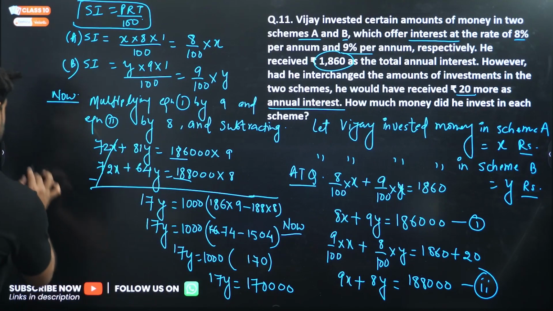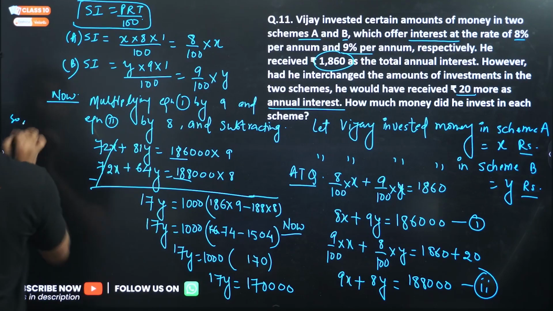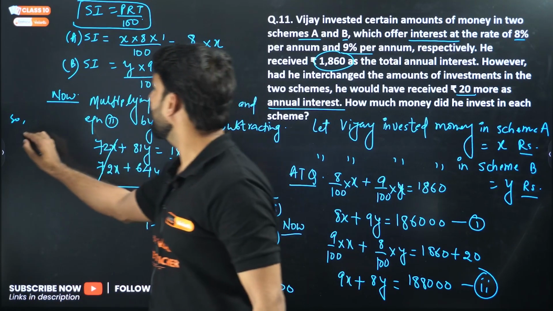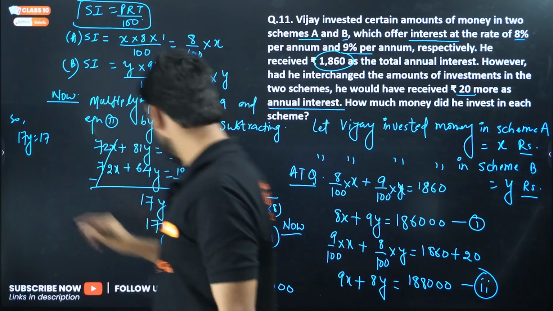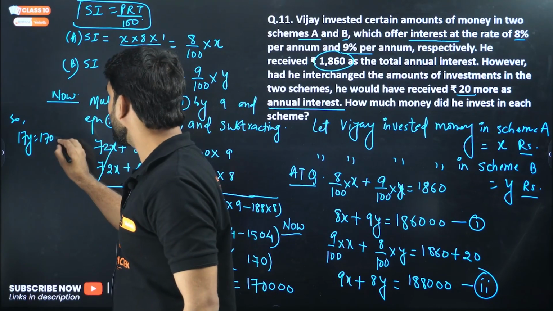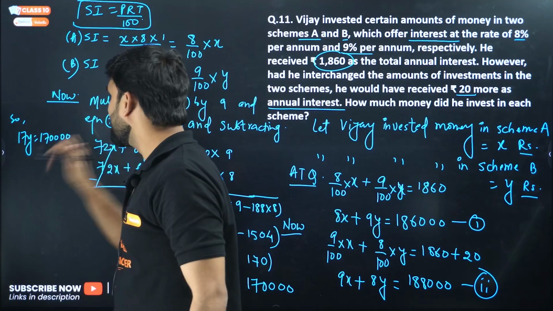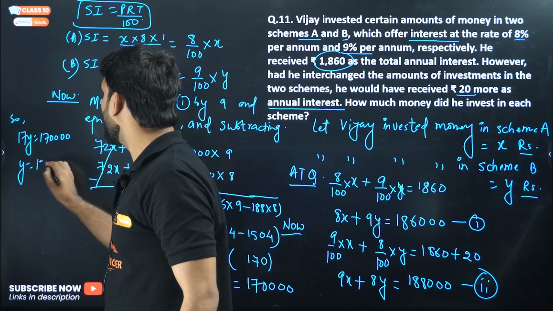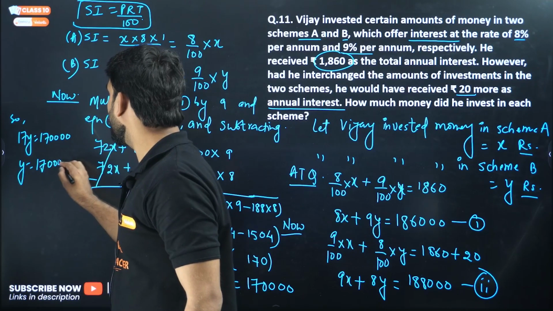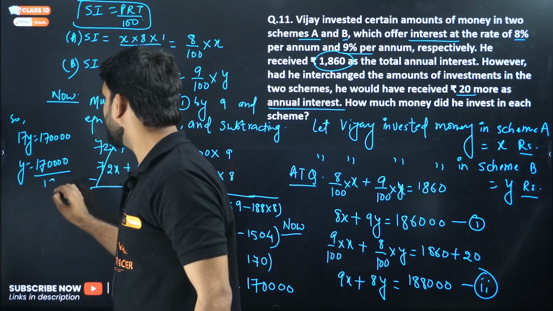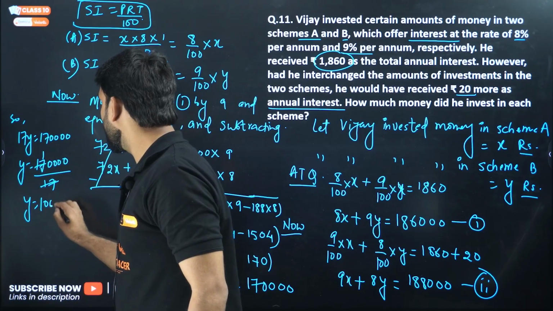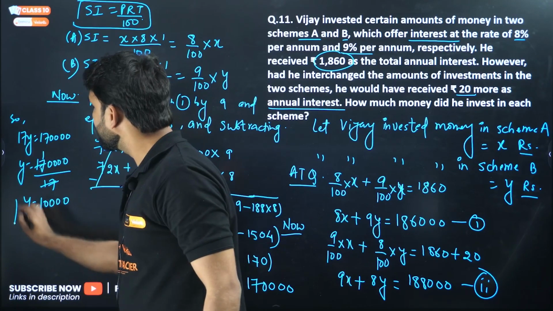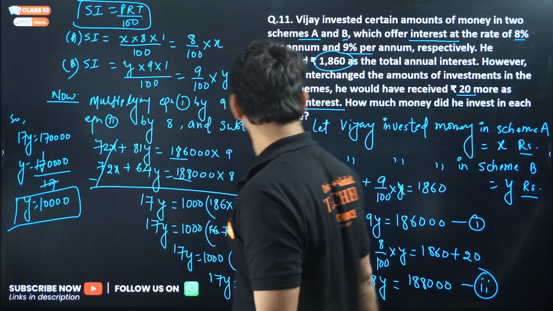So y is equal to 17y equals 17. How many zeros? 4 zeros. 1 2 3 4. So y will be 1 2 3 4 divided by 17. So we can cancel this one. So y is equal to 1 2 3 4. This is y. How can we find x?